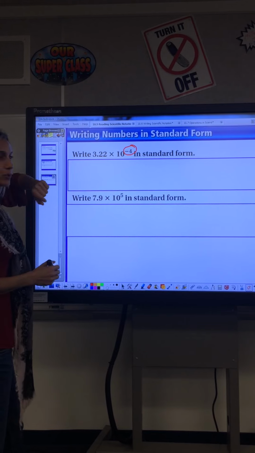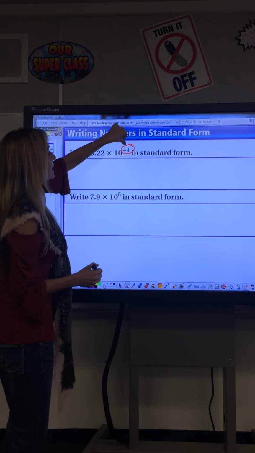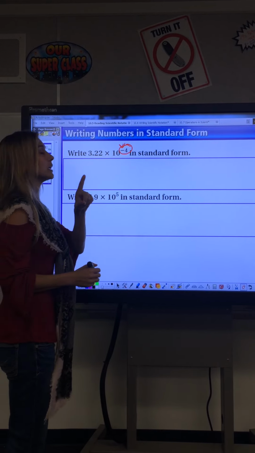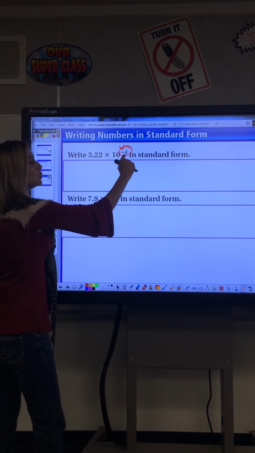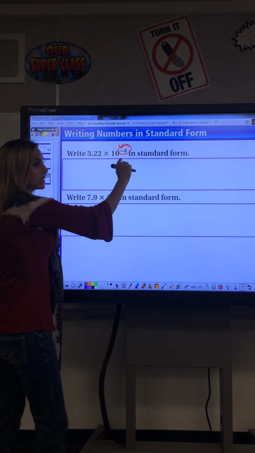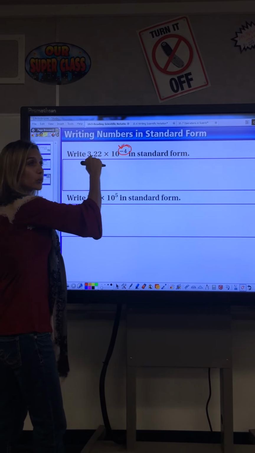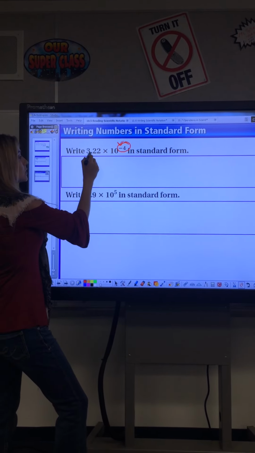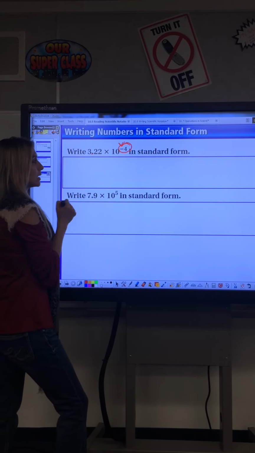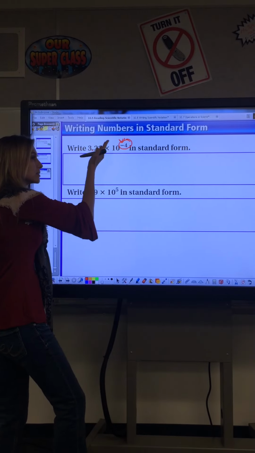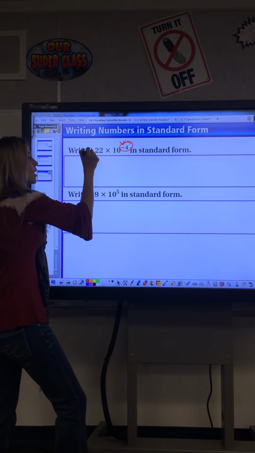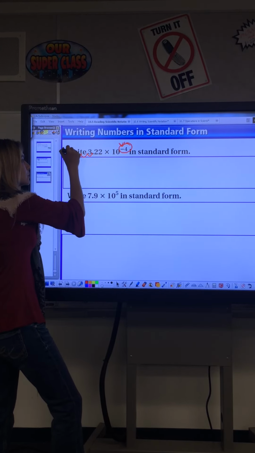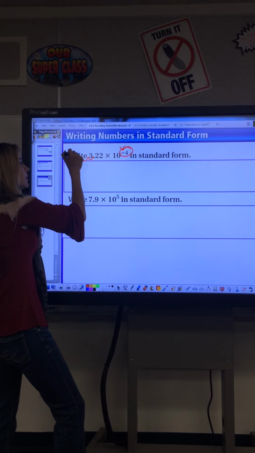So what do I have to do? Well, to make it smaller than 1, because that's what the negative is telling me, I have to move the decimal point 4 places to the left. So I'm going to take the decimal point and move it 4 places to the left. 1, 2, 3, 4. The decimal point now is over here.